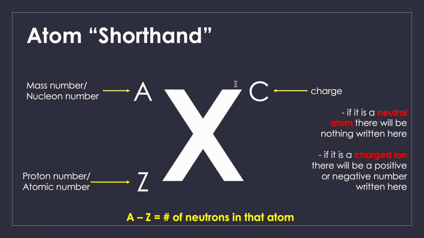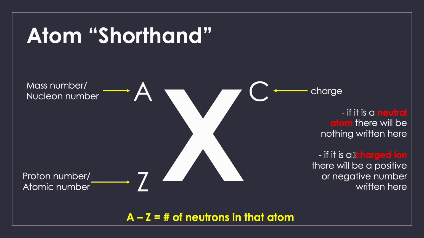Once we have this, we just need to remember that in some cases you're going to be given this kind of isotope notation. This X represents the symbol of the element. A is the atomic mass number or nucleon number. Z is the proton number or atomic number, and C is the charge. So if it is a neutral atom, there will be nothing here.